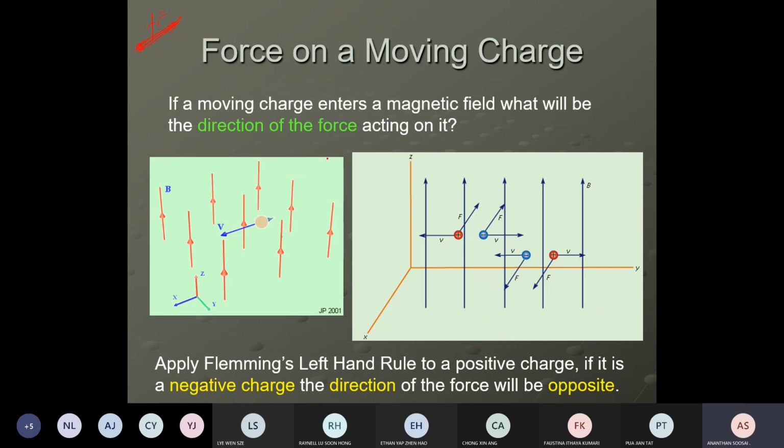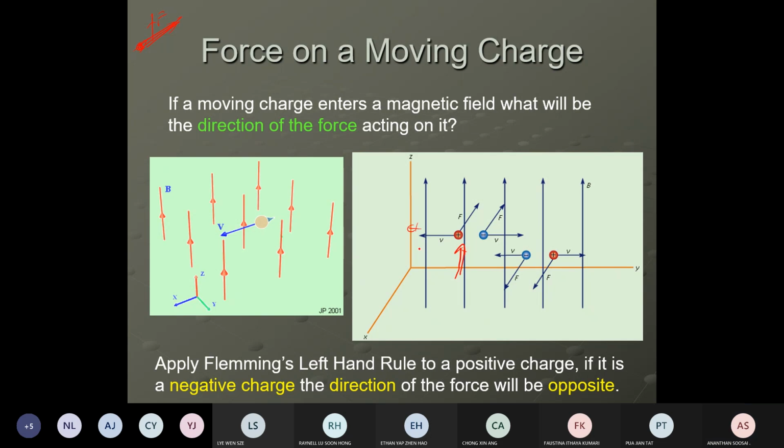So you look at this diagram. If a moving charge enters the magnetic field, what will be the direction of the force acting on it? The same rule. You have to use Fleming's left-hand rule to find the direction of the force. But there is one problem here. The charge can be positive or negative. In the first diagram, the first charge is positive. You see the positive charge is moving to the left. Magnetic field upwards. So use your Fleming left-hand rule.